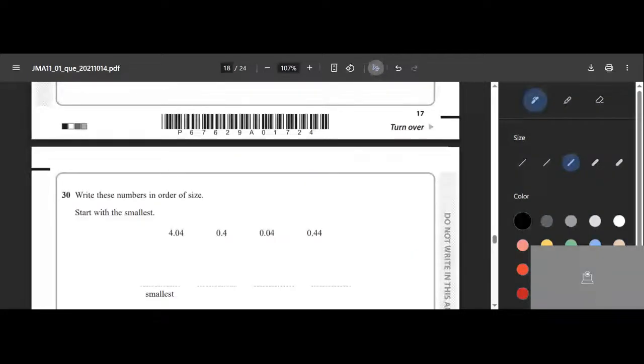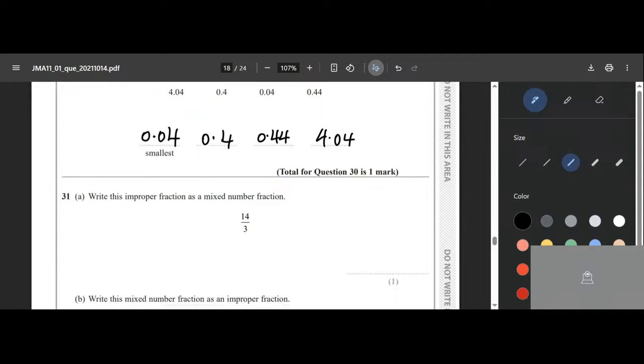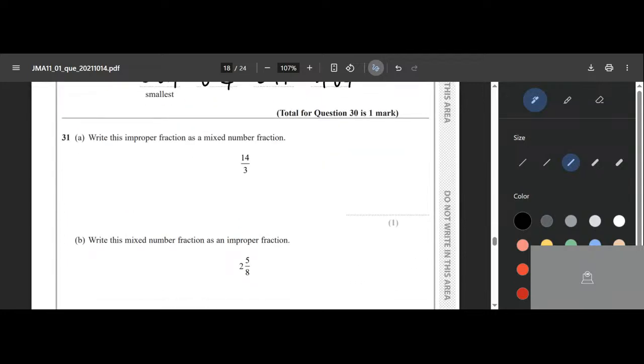Our next question, you're told the smallest. So the smallest, you have to look at the position of the 0. This is 0.4 and this is 0.04. So 0.04 is the smallest. So I will start by 0.04, then 0.4. Now we have another 0.44. Then 4.04. Those ones are easy. You're supposed to just clear them as quickly as possible.